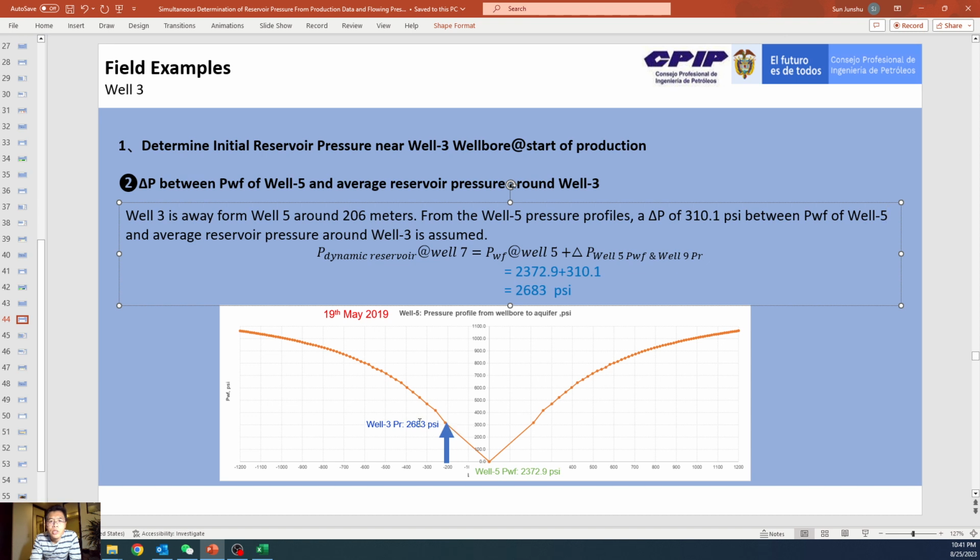So the average pressure around well 3 equals fluid pressure of well 5 plus the delta P 310. That is 2683 psi. This is assumed as the average pressure around well 3, well 4, initial pressure at the 19th May 2019.